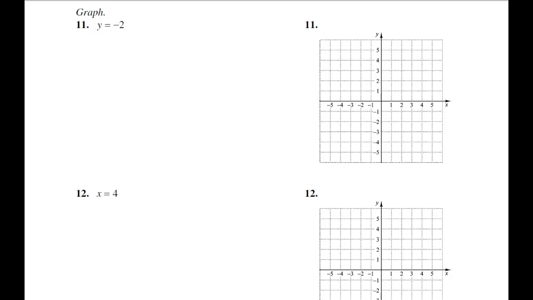Now, knowing what we know, this is a y equals -2. This is formula 5, horizontal line going through -2. So there's our graph. Here is x equals 4. This is formula 6, a vertical line, x equals 4, so a vertical line going through 4.